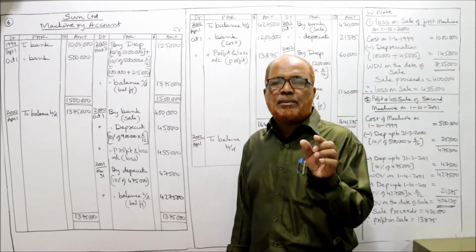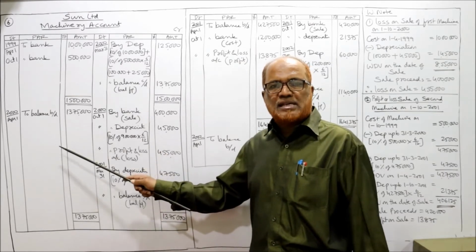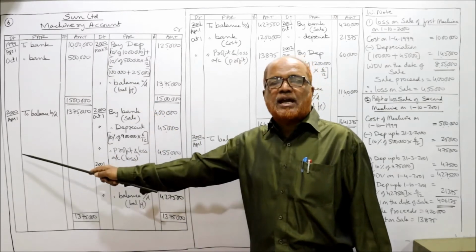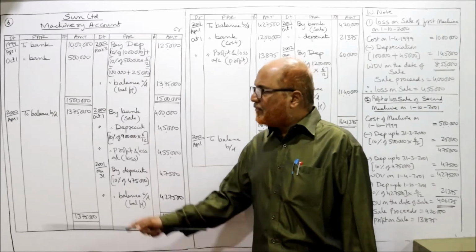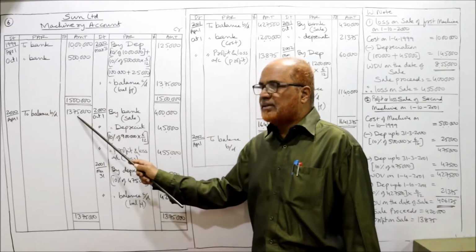13,75,000 is the closing balance of machinery account, first year. Now we'll come to the second year. The first year ends on 31st March 2000, so second year will begin from 1st April 2000. 1st April 2000, to balance brought down 13,75,000.